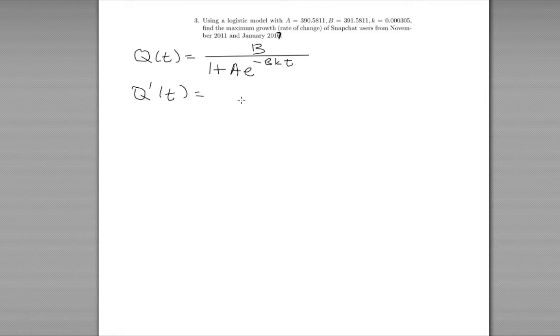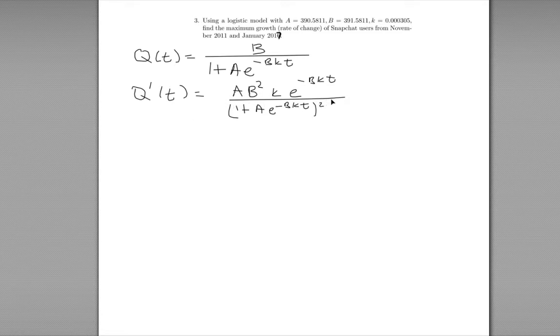And using the quotient rule and a little bit of chain rule, what you actually find is that the derivative of q is a b squared times k e to the negative b k t divided by 1 plus a e to the negative b k t, squared. Okay, so that was just using the quotient rule and maybe a little bit of chain rule to arrive at this.